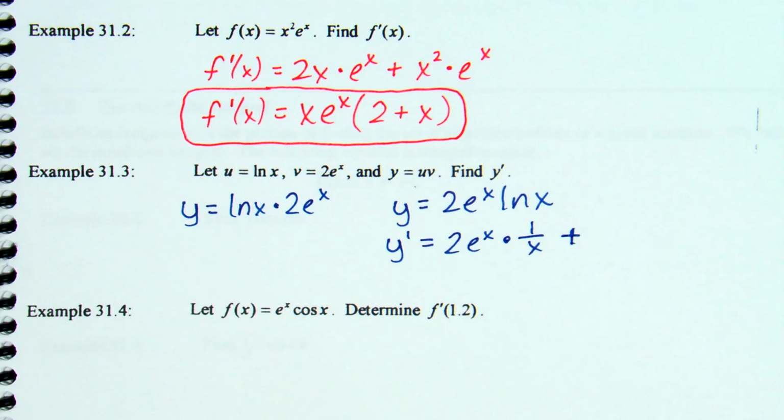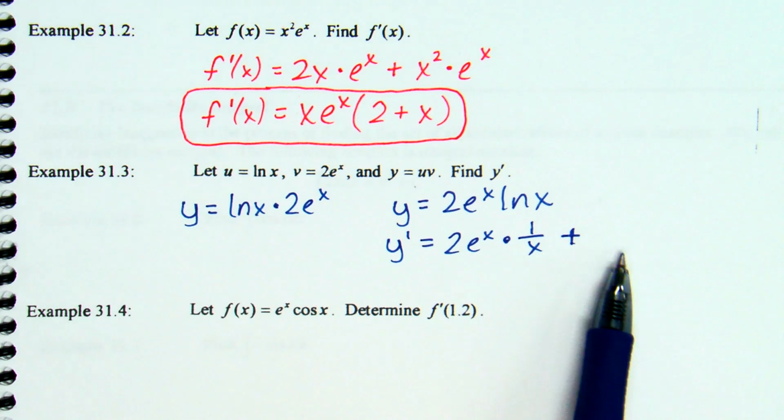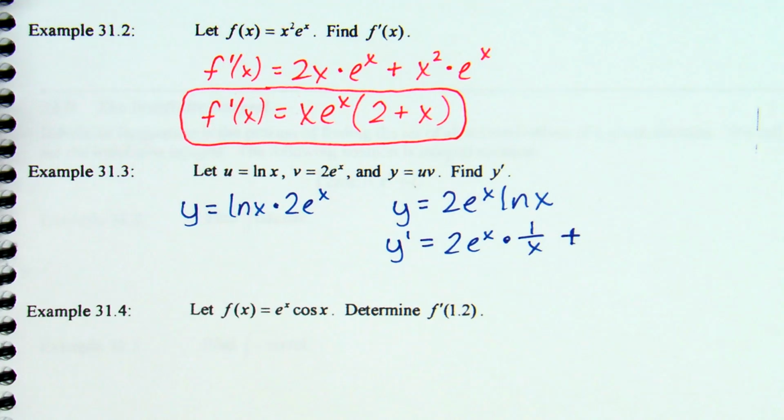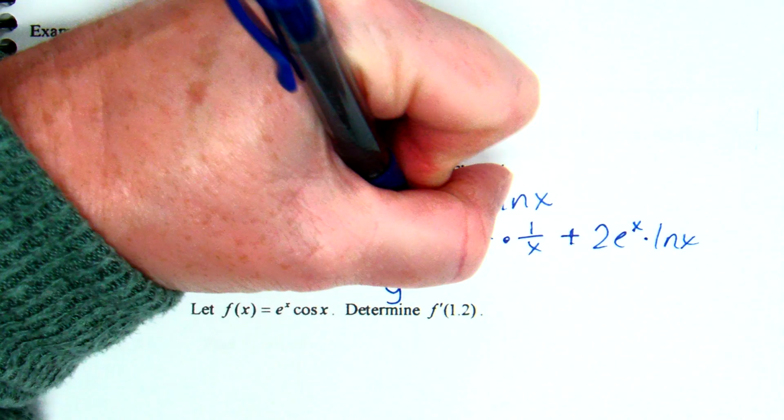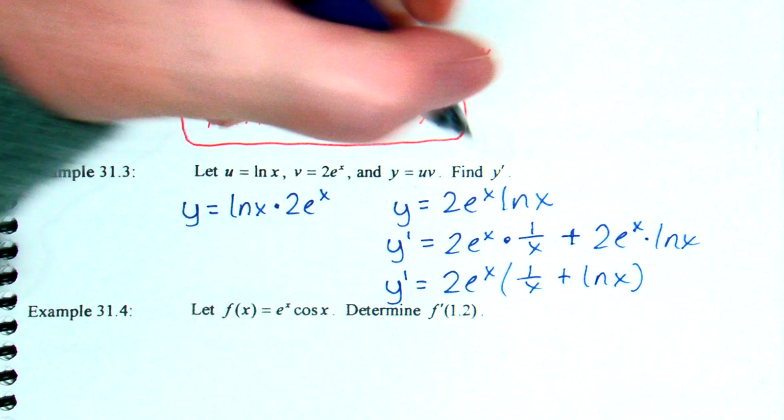So this time he kept the first derivative of ln x. Now reverse that, right? So we're going to keep the ln x. And what's the derivative of 2e to the x? 2e to the x. So this one's going to be 2e to the x ln x. What's the cleanup I could do there? So you can factor out 2e to the x, and then I'm left with 1 over x plus natural log of x.